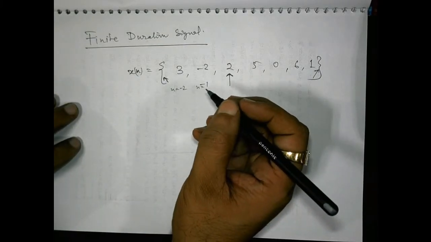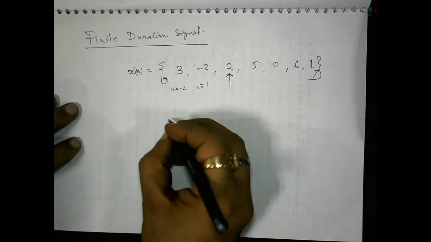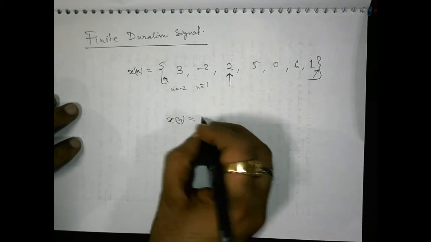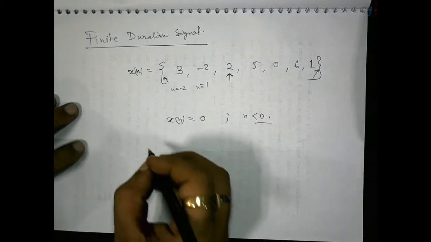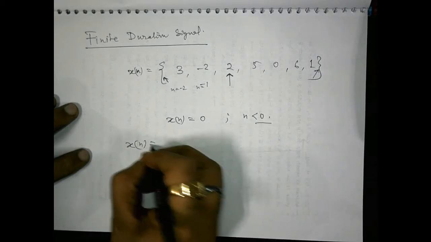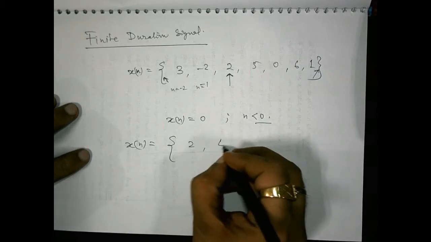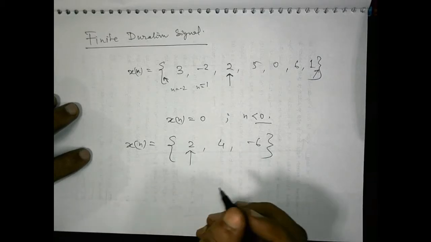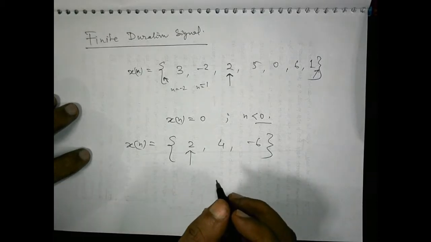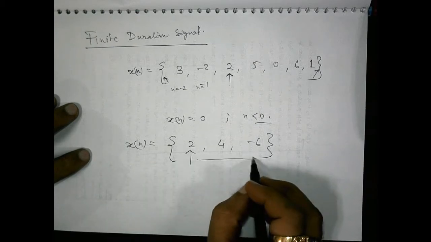We may have a finite duration signal which is 0, xn equal to 0 for n less than 0. This is also a kind of finite duration signal. Suppose we have a signal like this, 2, 4, -6, and this is the origin. So you can say that this is a right sided finite duration signal.